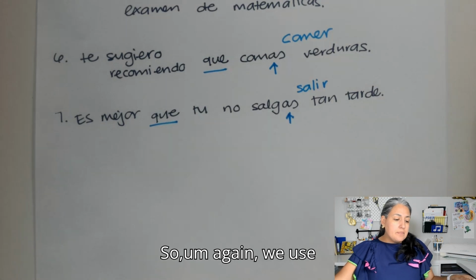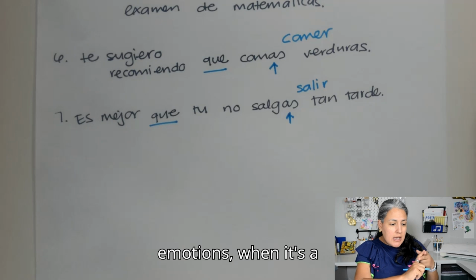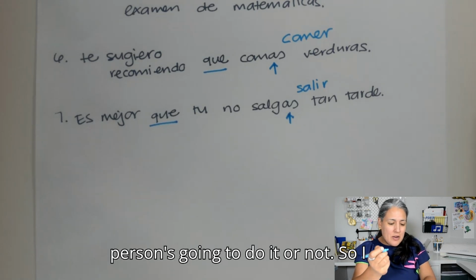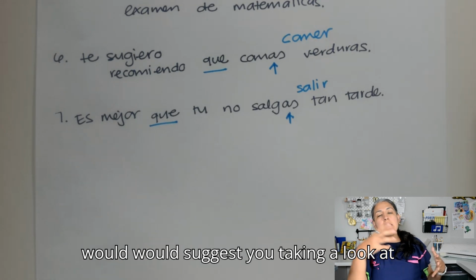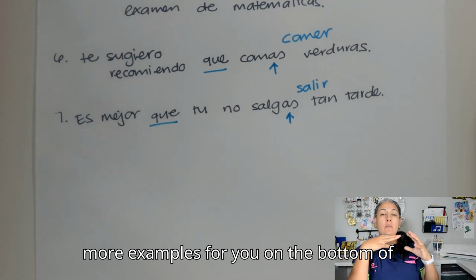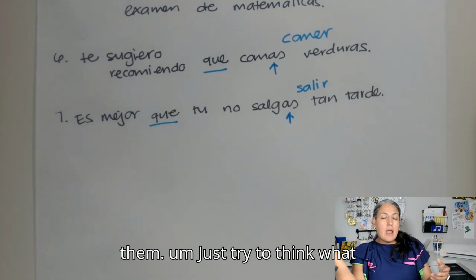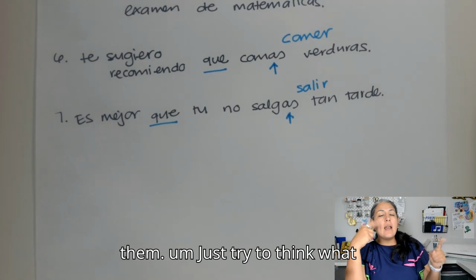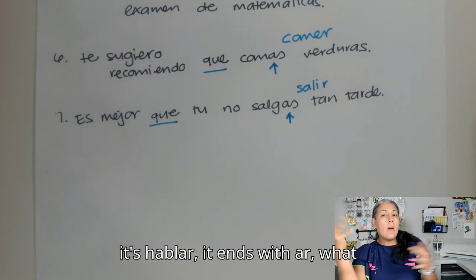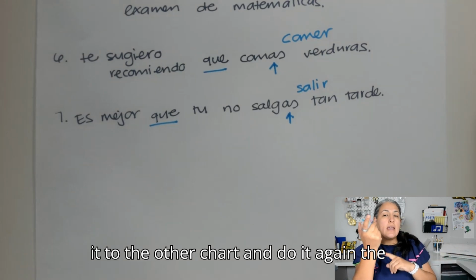So, again, we use it for when we're in doubt, when there's emotions, when it's a hypothesis. We don't know if that person's going to do it or not. So I would suggest you taking a look at all these examples. I'm going to leave more examples for you on the bottom of this video, and you can practice with them. Just try to think, what is the verb that I'm supposed to use? If it's hablar, it ends with AR. What pronoun am I using? And then just switch it to the other chart and do it again the other side.